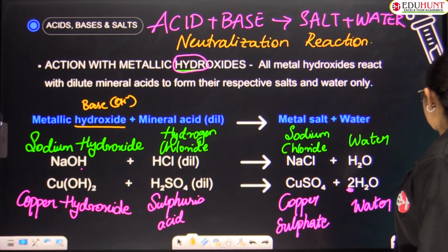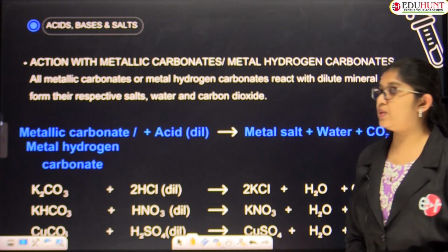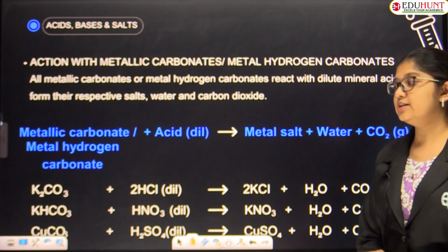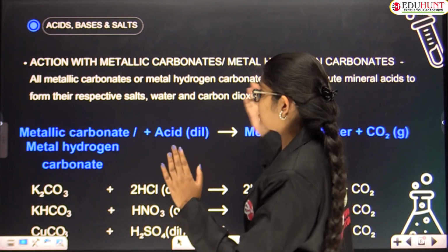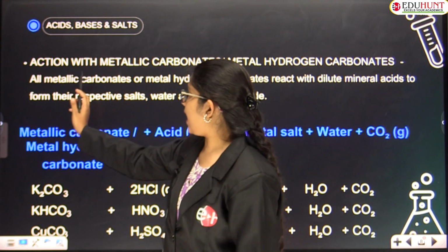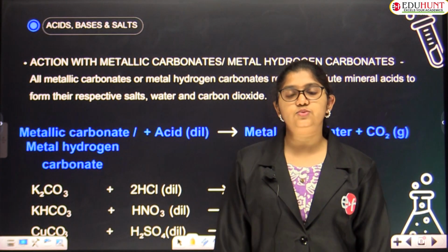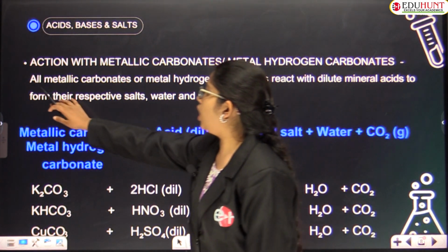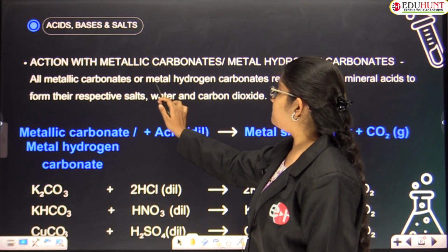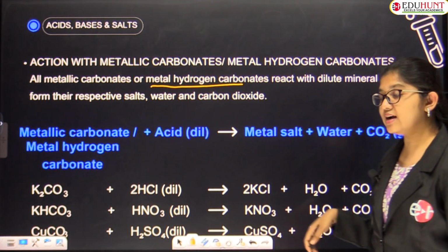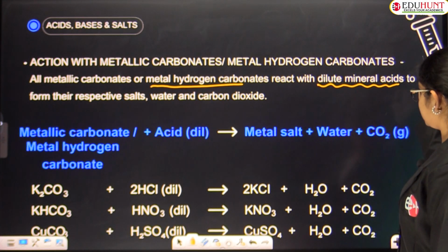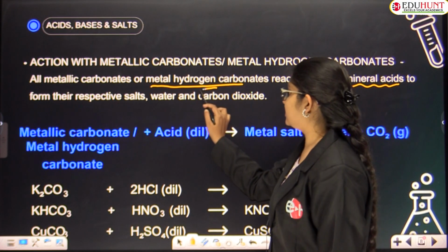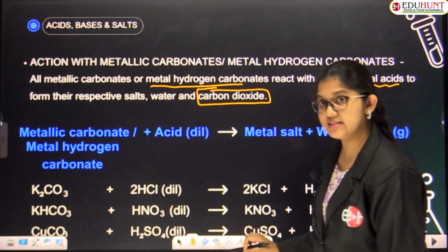Clear. Now, next is action with metallic carbonates or metal hydrogen carbonates. So here we go with the seventh one, that is action with metallic carbonates or action with metal hydrogen carbonates. All metallic carbonates or metal hydrogen carbonates react with dilute mineral acids to form their respective salts, water and carbon dioxide. From the previous things we discussed, no?